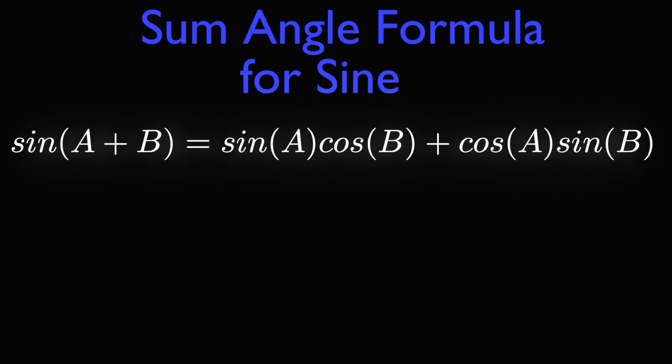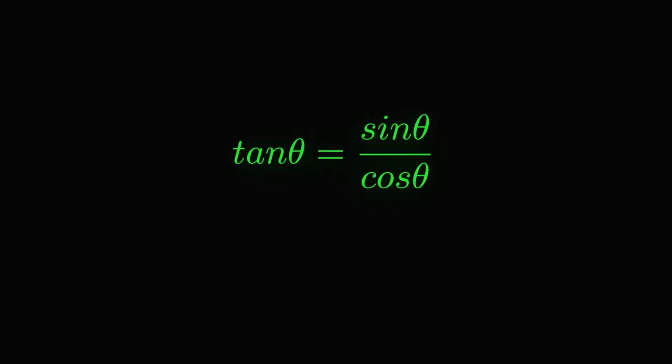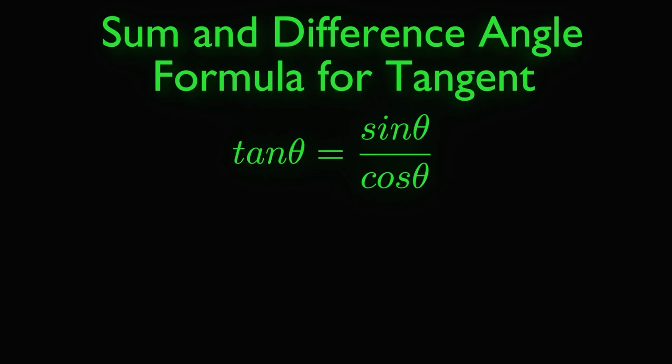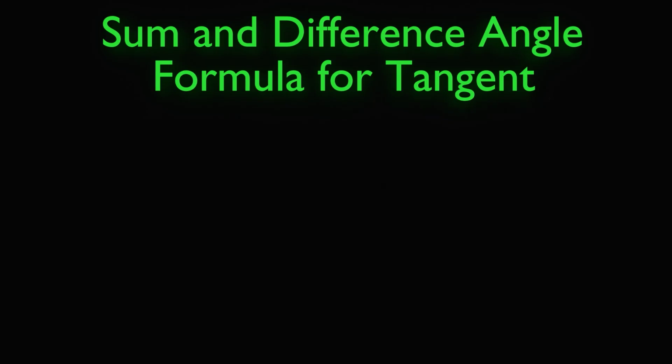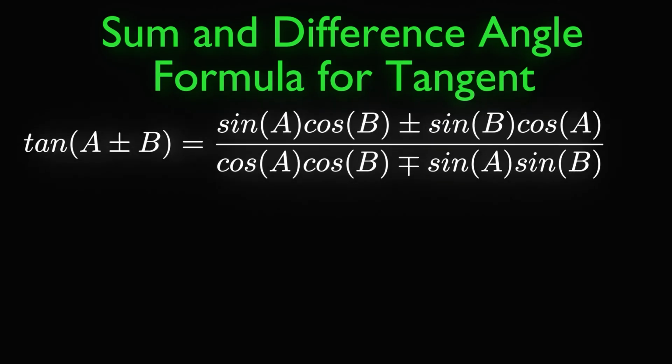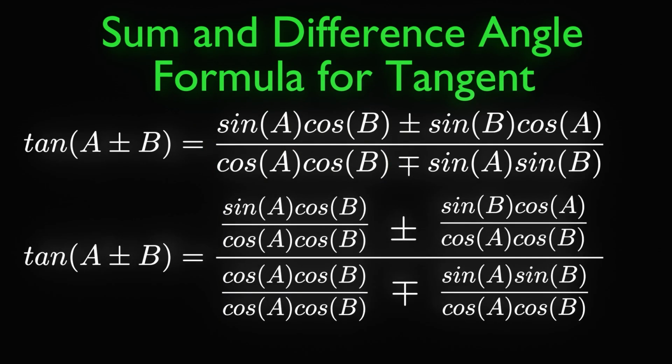And lastly, we're going to go over the tangent sum and difference angle formula. As I said briefly earlier, the tangent of theta is defined as the sine of theta divided by the cosine of theta, and that also applies here. The tangent of (a plus minus b) is equal to the sine of (a plus minus b) divided by the cosine of (a plus minus b). Let's just expand this out. Now what we're going to do is simplify by dividing every single one of these terms by this bottom left term. You might think that this is not an obvious thing to do, like why and how is this algebraically correct?